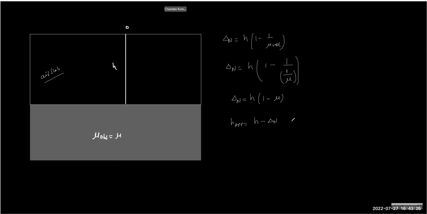H minus H into 1 minus mu, how much is the answer? H mu. Let's say I'm smart. So I know this is negative, so I'll make it first. So minus mu minus 1 into H. The minus is saying that the shift will be backward of this value, correct? So the H apparent will be H plus, correct?